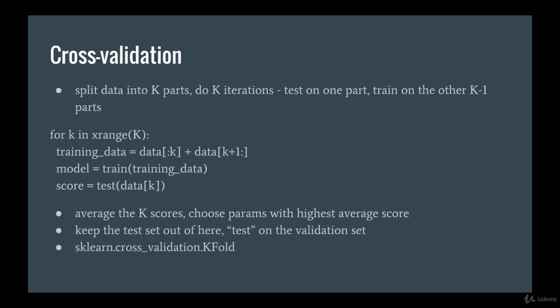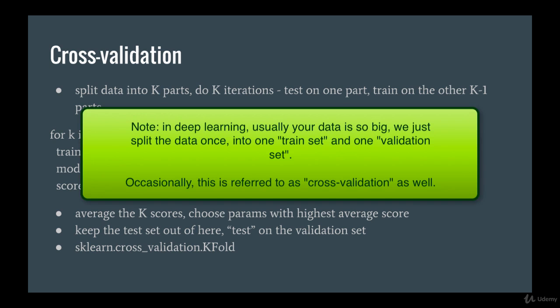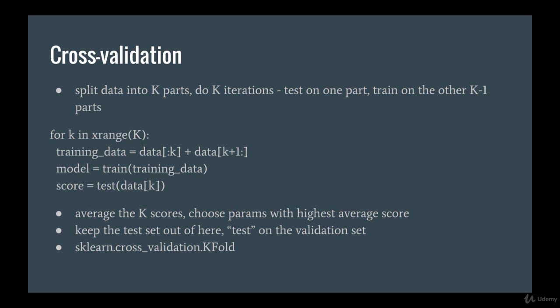It's important that you still keep a part of your data outside of this for testing. Previously, we only talked about training and test sets. But if you use that test set to choose your hyperparameters, then it ceases to be a true test set. So you need to keep a set of data outside of all of this and call that your test set. The training data you use when you calculate the cross-validation score is called your validation set. You can check out sklearn.crossvalidation.kfold so you don't have to split the data yourself.